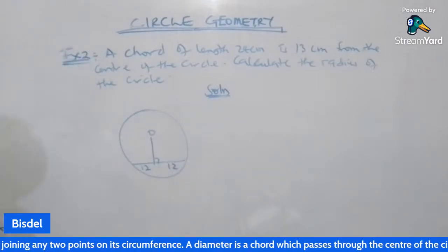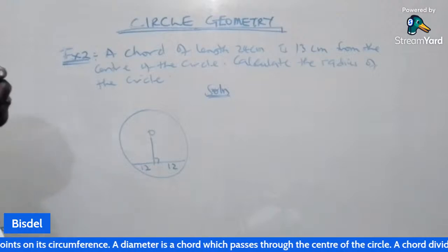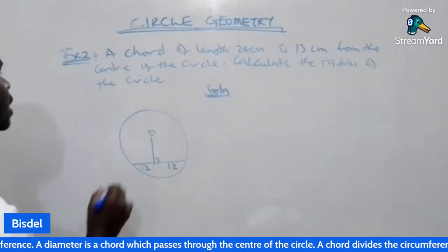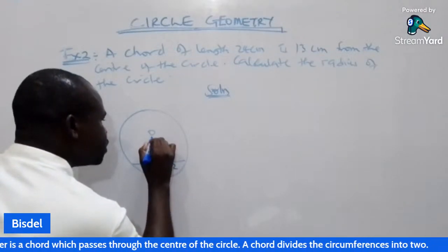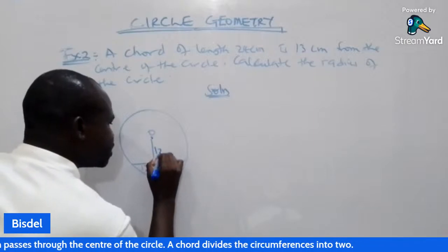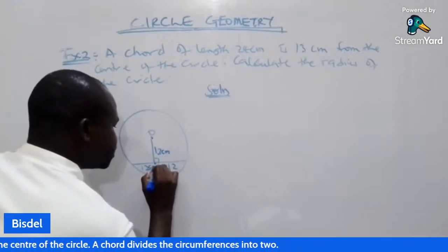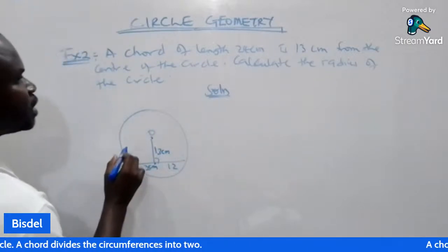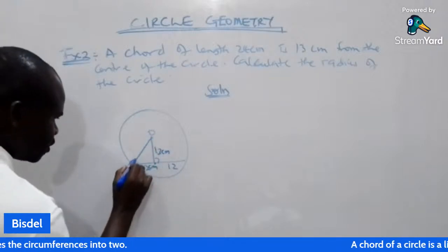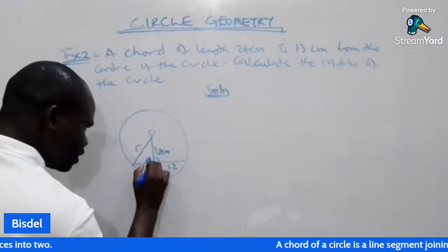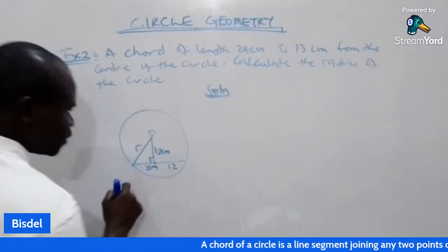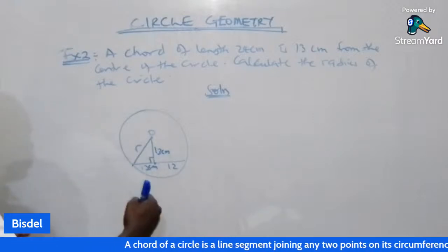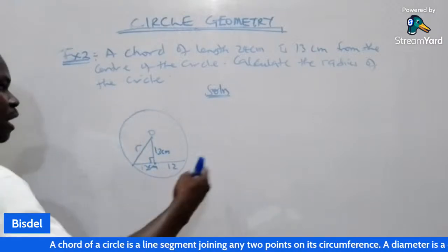The chord of length 24 is 13 centimeters from the center. So from this point to the chord is 13 centimeters. This is 12 centimeters. So the question says we should find the radius of the circle. Of course, this is the radius R. We know that this is perpendicular because you divide the chord into 2 and it's a right angle at that point.